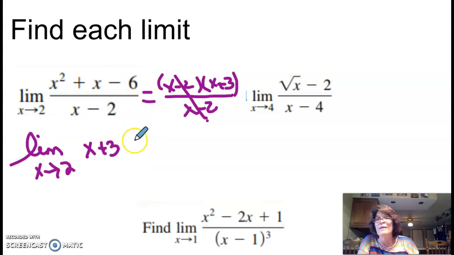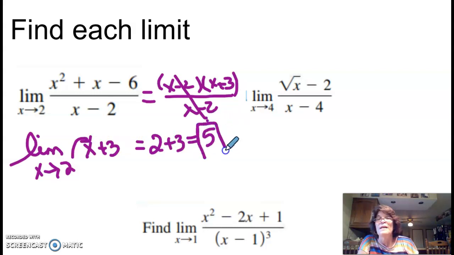So now I can put 2 in. Now I can go ahead and put 2 in for x. 2 plus 3 equals 5. So the limit as x approaches 2 of this function, even though I can't actually put 2 in and get 5, the limit gets close to 5. Okay, the y value gets close to 5. There's a big fat hole there, but that's the limit. The limit does exist, and it's 5.